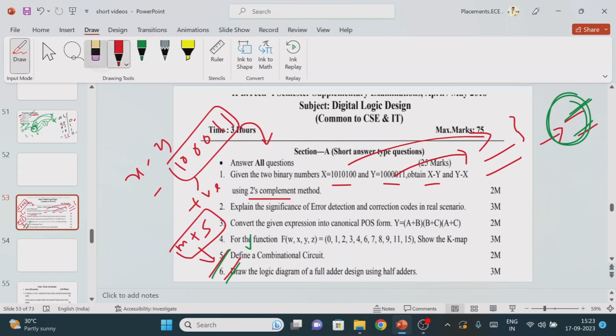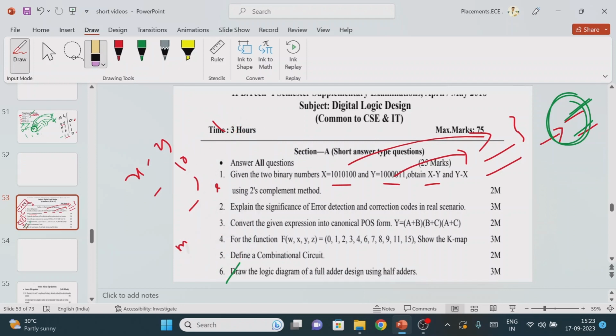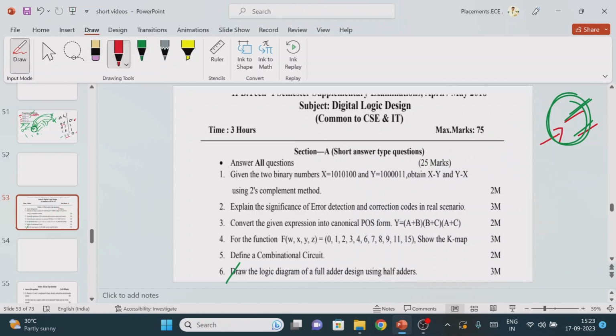Now what is the second question they have given? Explain the significance of error detection and error correction codes in a real-time scenario. What is the meaning of error detection and error correction, and where do we use them? The high level idea is that if you are sending information from the source machine to the destination machine, what will happen?